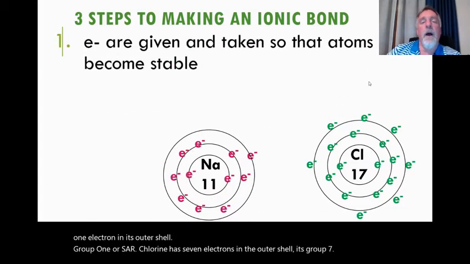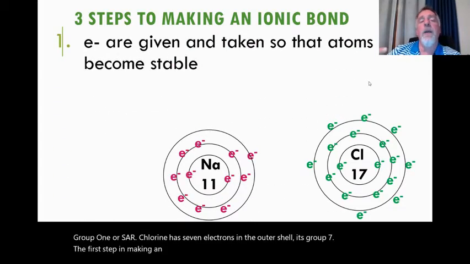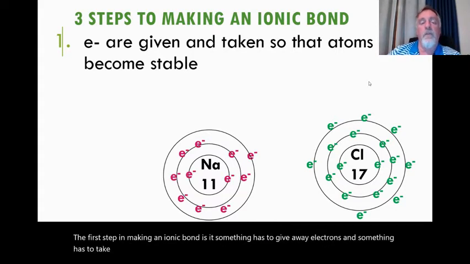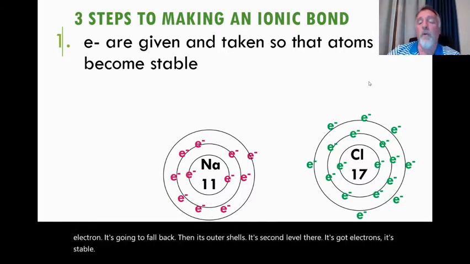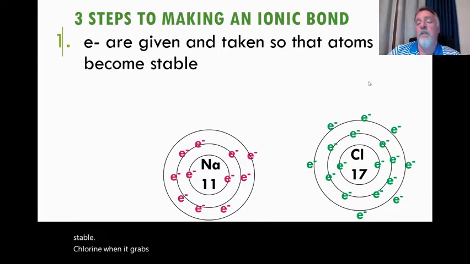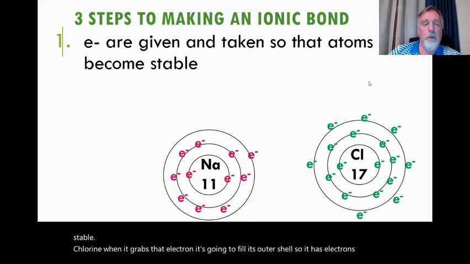The first step in making an ionic bond is that something has to give away electrons and something has to take electrons. Our sodium is going to give away that 1 electron. It's going to fall back, so its outer shell is its second level. It's got 8 electrons. It's stable. Chlorine, when it grabs that electron, is going to fill its outer shell, so it has 8 electrons. Chlorine is going to be stable.